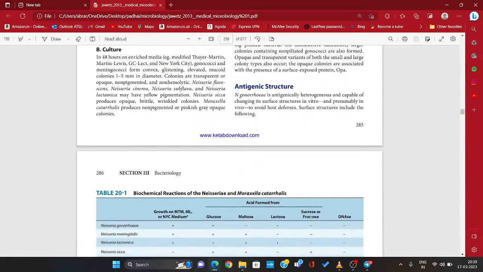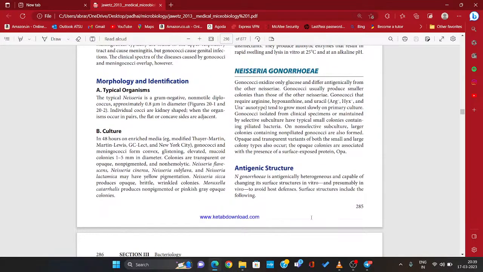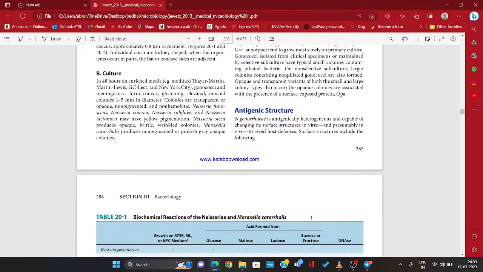Okay, so antigenic structure: Neisseria gonorrhoeae is antigenically heterogeneous and capable of changing its surface structure in vitro and presumably in vivo to avoid host defenses. Surface structures include the following.